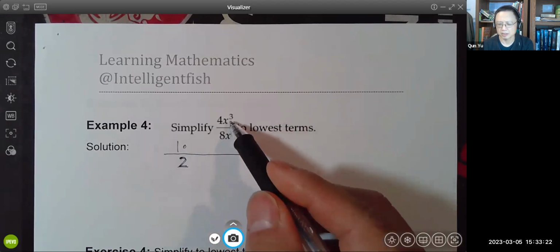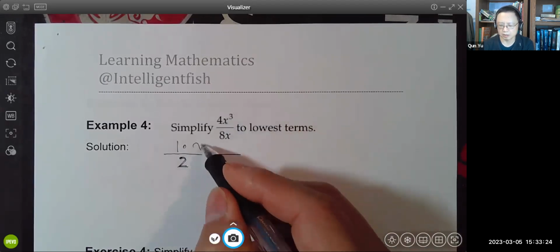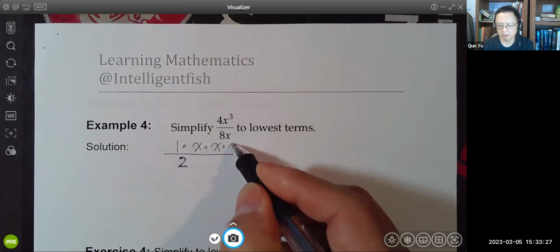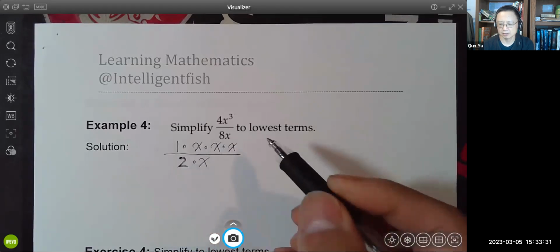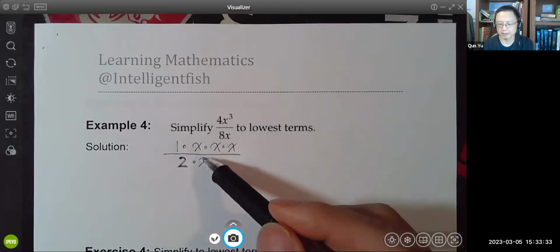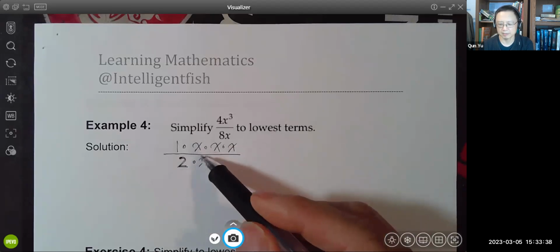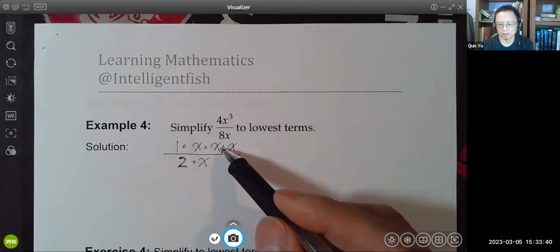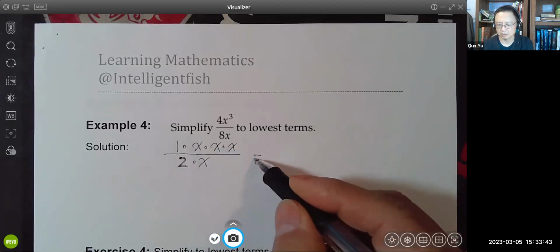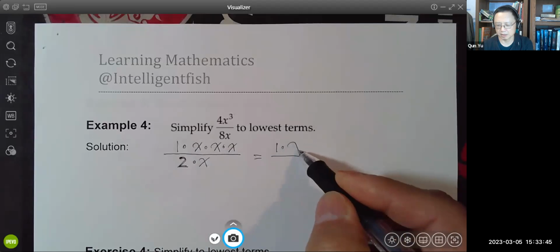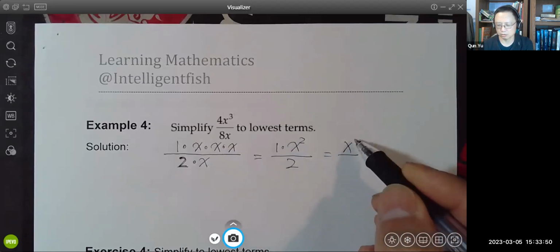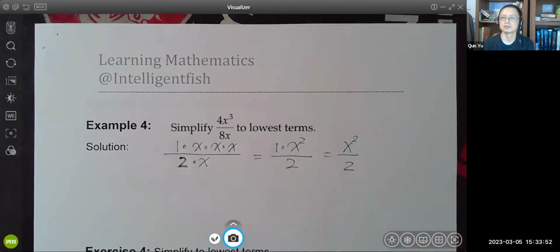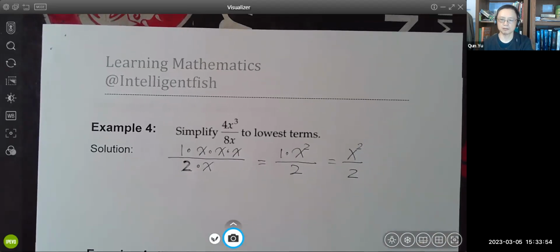So here we have x cubed, which really means x times x times x. And on the bottom, we have another x. So it's like we have a common factor of x. We can cancel common factors. So like x divided by x is 1. It's canceled. You only got 2 x's left on the top. So eventually we get 1 times x squared over 2. So that's just x squared over 2. And that is our final answer.